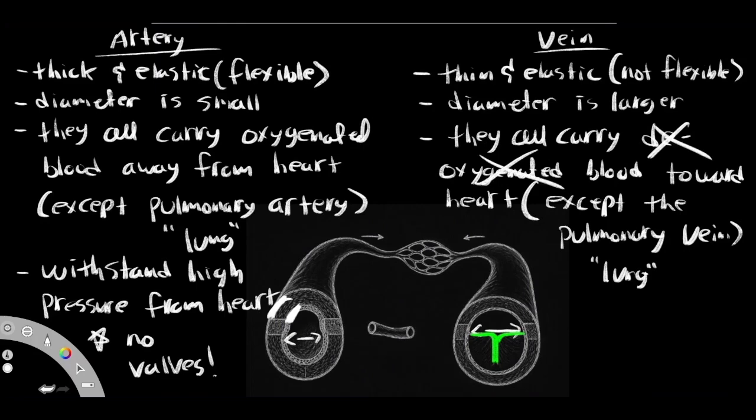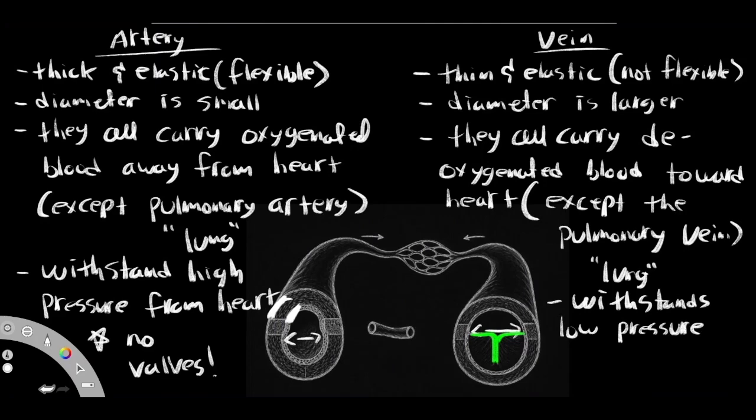not the deoxygenated. This one withstands low pressure because it doesn't need to go and push blood to every single place in your body, right? From the top of your head to the lowest depths to your feet. It doesn't need to push it all around the body because it doesn't have to be so strong. It's just pushing blood back towards the heart, okay? But it does have valves though. Has valves.